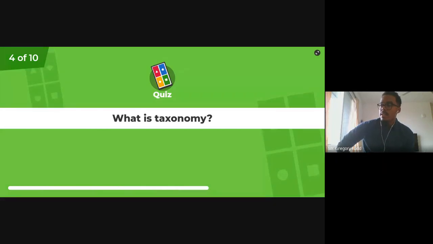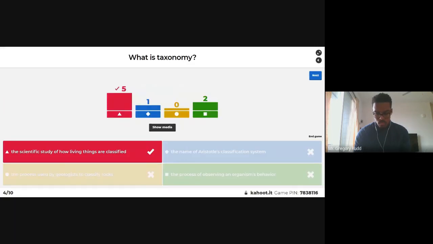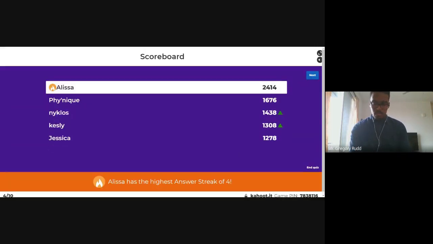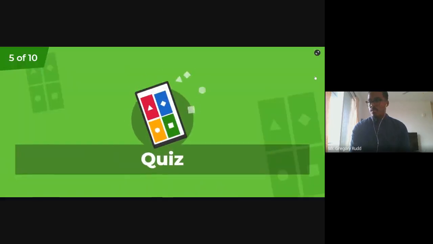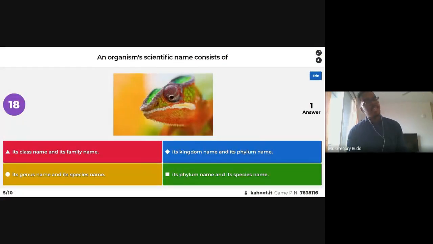What is taxonomy? Good. An organism's scientific name consists of, just said it. I need everybody to get this right.